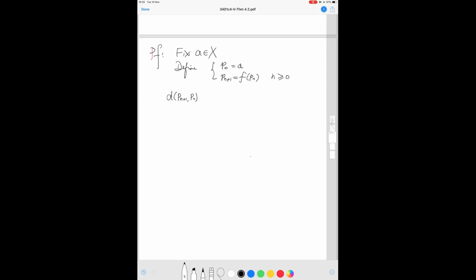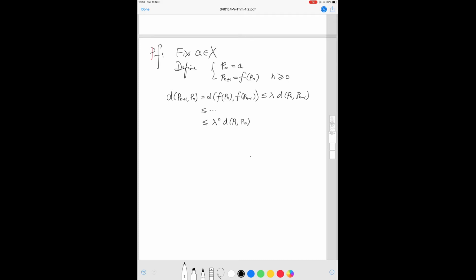d of P(n+1) and Pn is equal to d of f(Pn) and f(P(n-1)). And because f is a contraction, this is less than or equal to lambda times d of Pn and P(n-1). And then inductively, we repeat the same process. We will get less than or equal to lambda to the power n times d of P1 and P0.